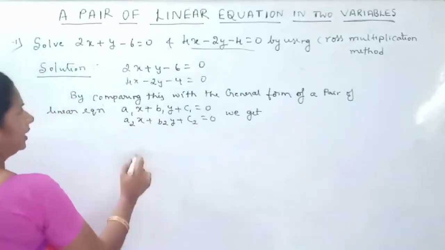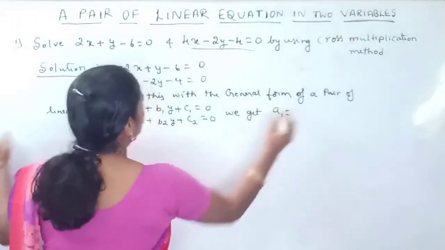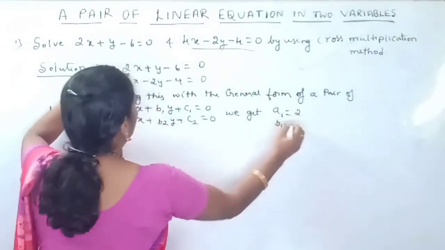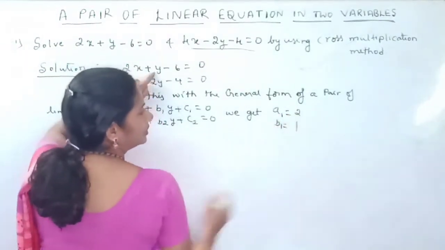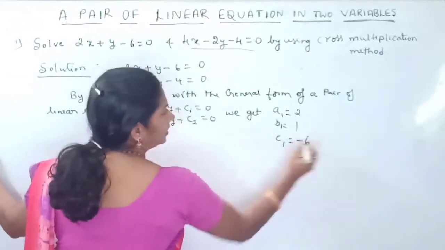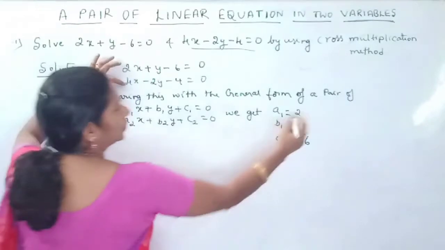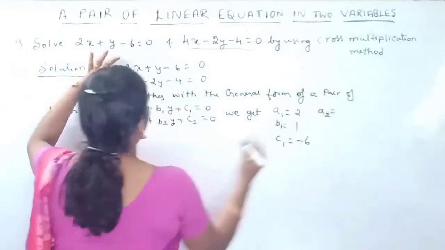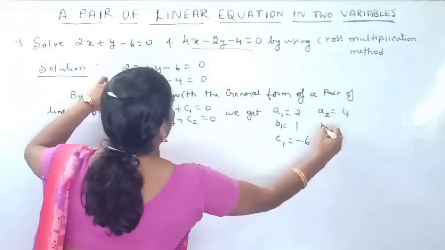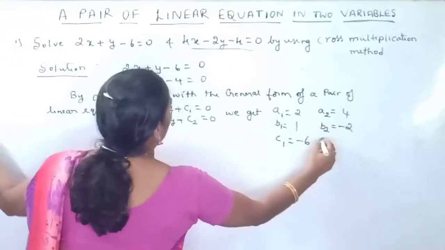we get a1 equal to coefficient of x, it is 2, b1 equal to coefficient of y, it is 1 and c1, it is constant, it is minus 6. Similarly, A2 is coefficient of x in second linear equation, it is 4, B2 equal to minus 2 and C2 equal to minus 4.